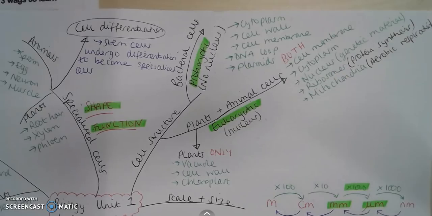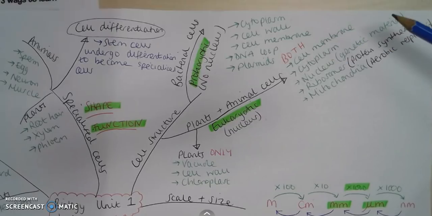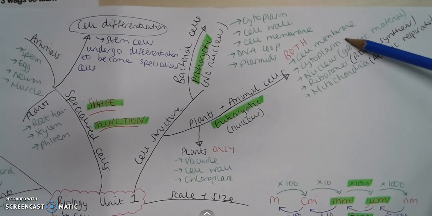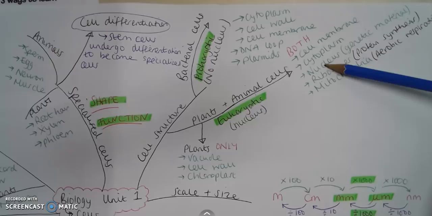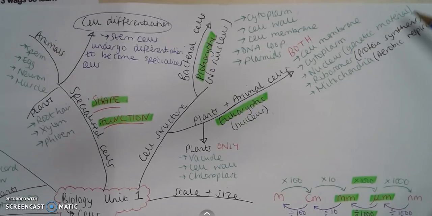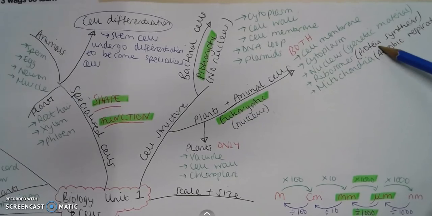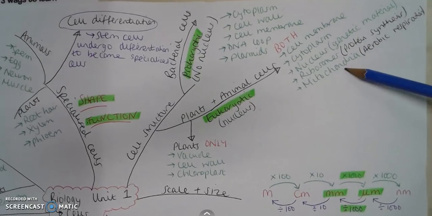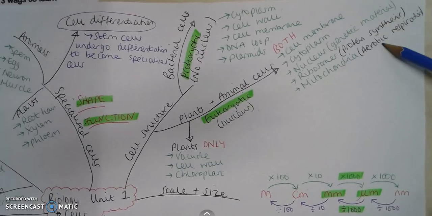So, if we start off then with the both section, so plant and animal cells, we've got things such as the cell membrane, which controls what enters and leaves the cell, the cytoplasm, which is the jelly-like substance where all the chemical reactions take place, the nucleus, which controls the cell and contains all of that genetic material, the DNA, and ribosomes, which are the site of protein synthesis, so making proteins. And then the last key subcellular structure for both is the mitochondria, which are the site of aerobic respiration.